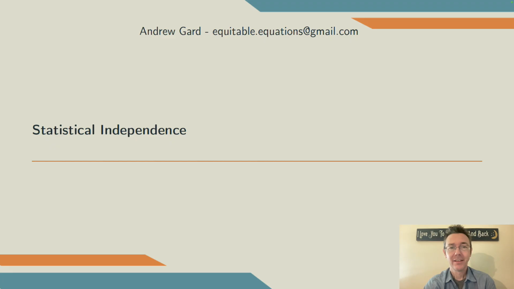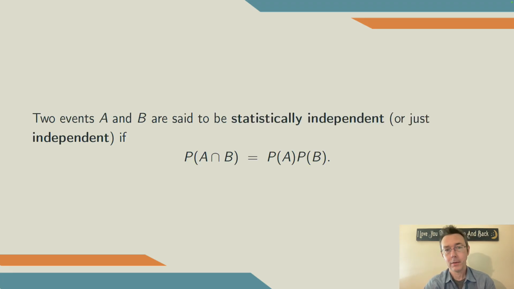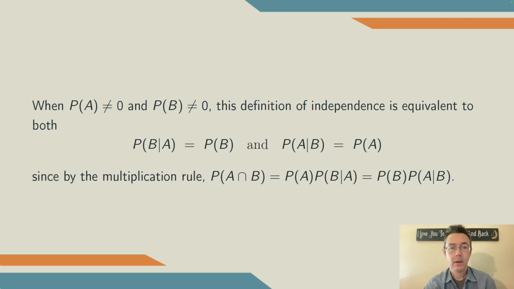Hey everybody. Today we're talking about statistical independence, or just independence. We're in a situation where we have two events, A and B, and the probability of them both happening, that is to say the probability of A intersect B, is just equal to the product of the two individual probabilities. Probability of A times the probability of B. When the two probabilities are non-zero, this definition is equivalent to another one that's sometimes a little bit more intuitive.